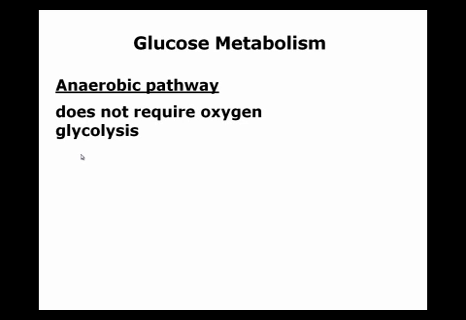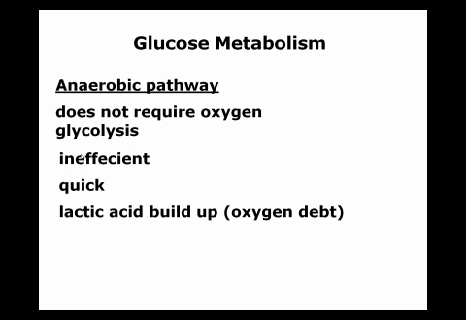We can have the anaerobic pathway, which is glycolysis. Glycolysis is very rapid, does not require oxygen. However, it is inefficient. We only net 2 ATPs per glucose. It is very rapid, however.